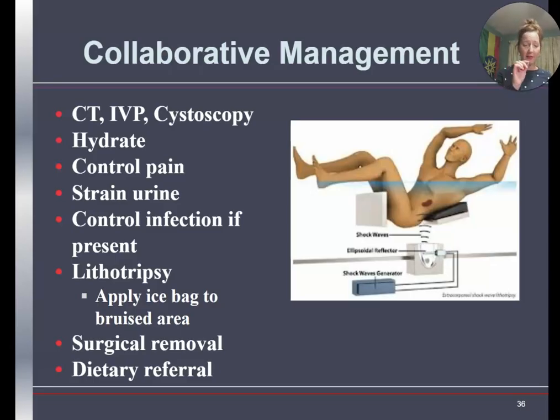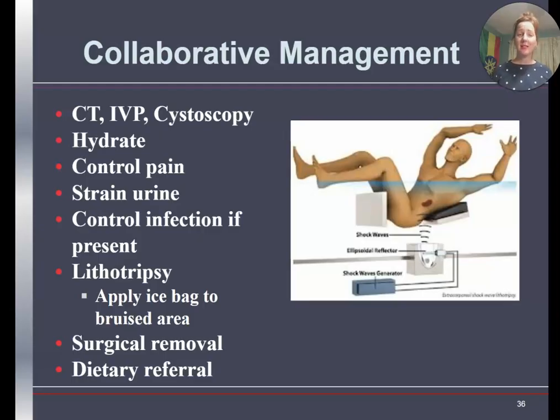Slide number 5. This is a very important slide. You should all know this slide inside and out. Collaborative management. This guy makes me giggle every time I see it. So, different things that you can do.